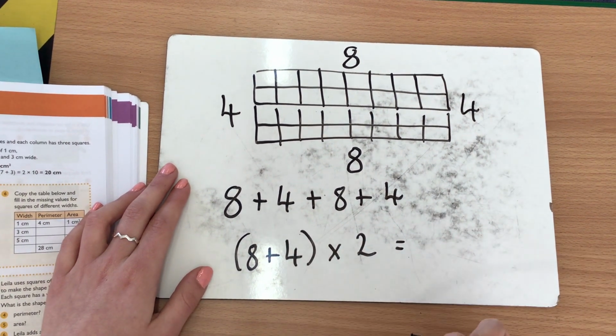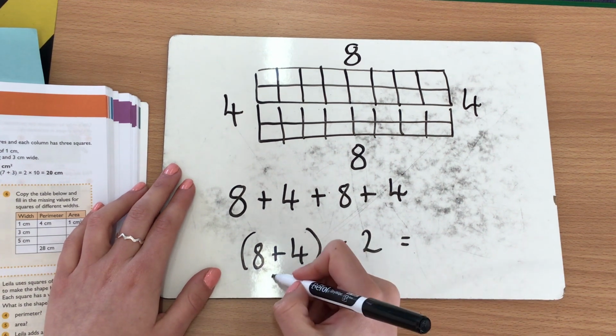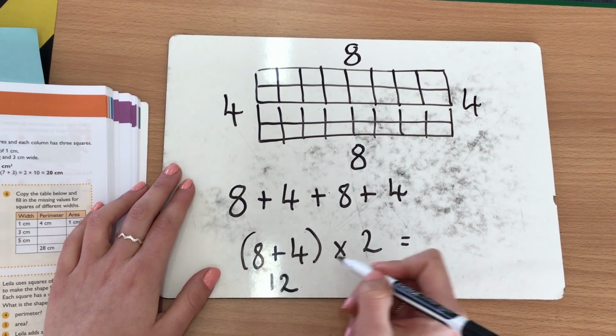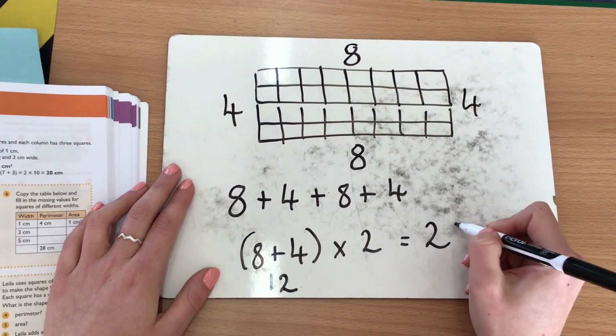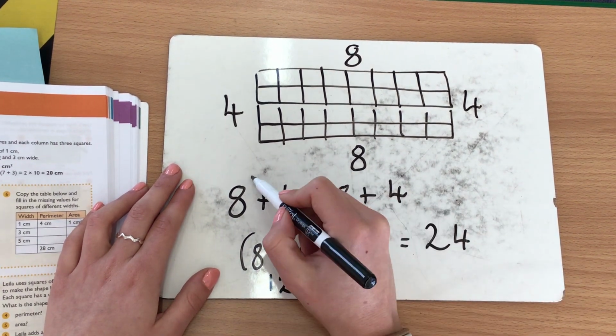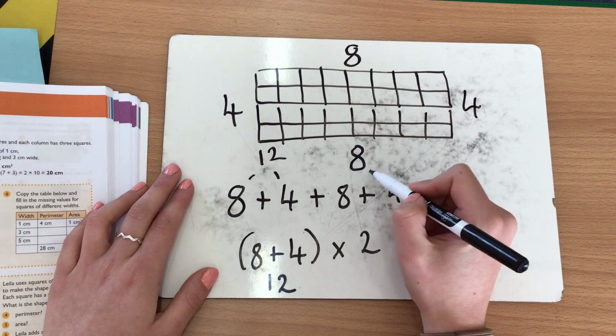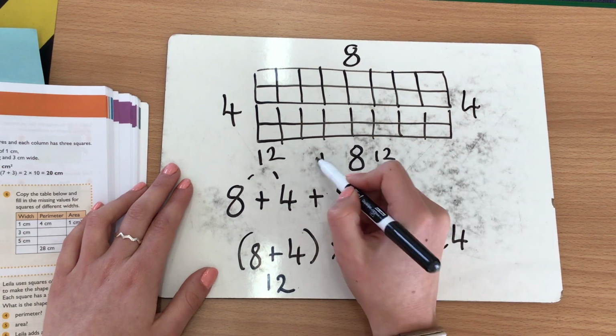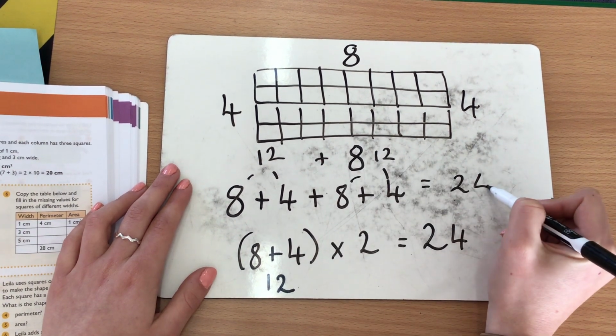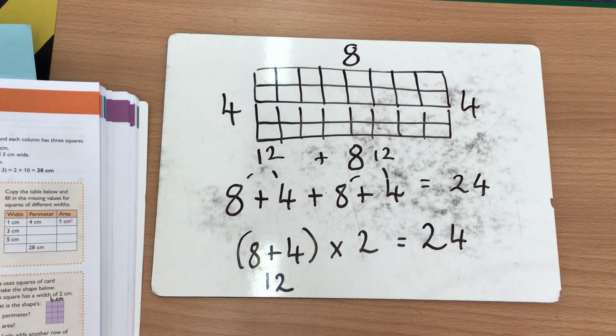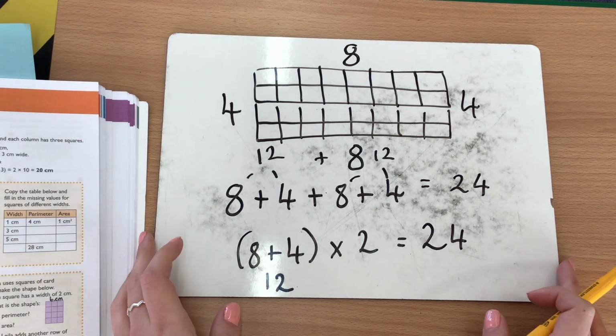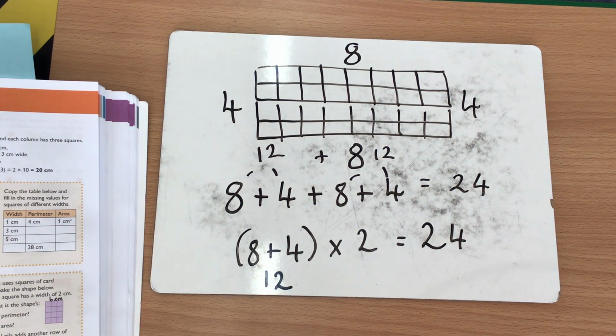Okay, so let's work out 8 add 4, which would give us 12. 12 times 2 is 24. Or I could do it this way. 8 add 4 is 12. 8 add 4 is 12. Add those together and I would get 24. So the perimeter of that shape would be 24. Have a go at that one. I know that's quite a challenging one because you've got to add quite a bit to it, but just have a go at that question.